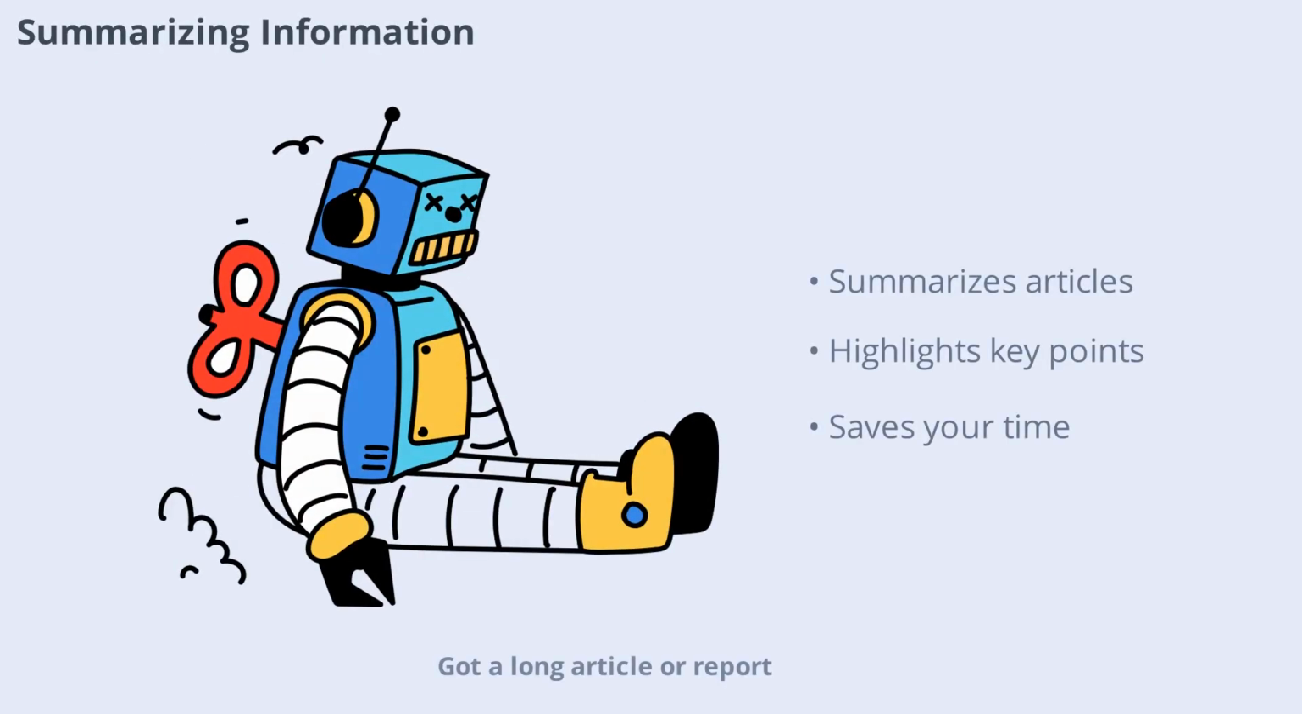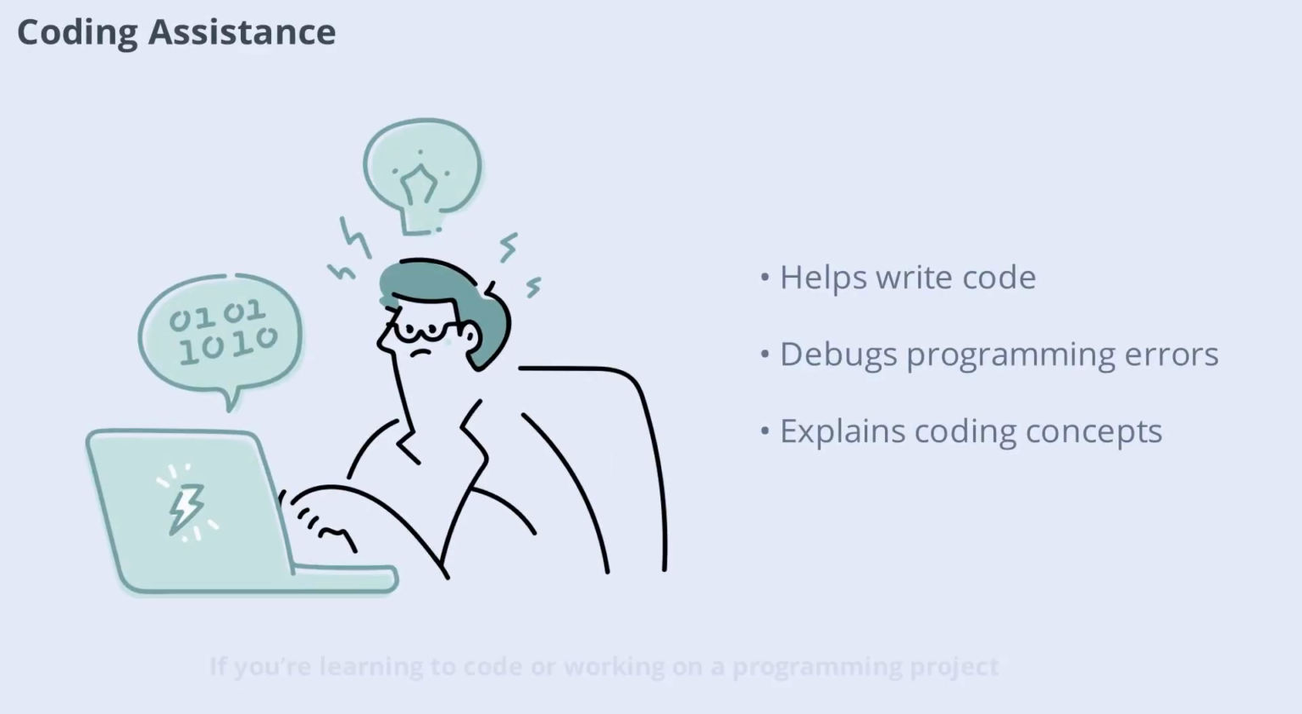Got a long article or report? LLMs can quickly read and summarize the main points for you. This saves time and helps you focus on what's important, whether you're studying or working. If you're learning to code or working on a programming project, LLMs can help you write, debug, and understand code. They can explain programming concepts, suggest solutions, and even generate code snippets for you.